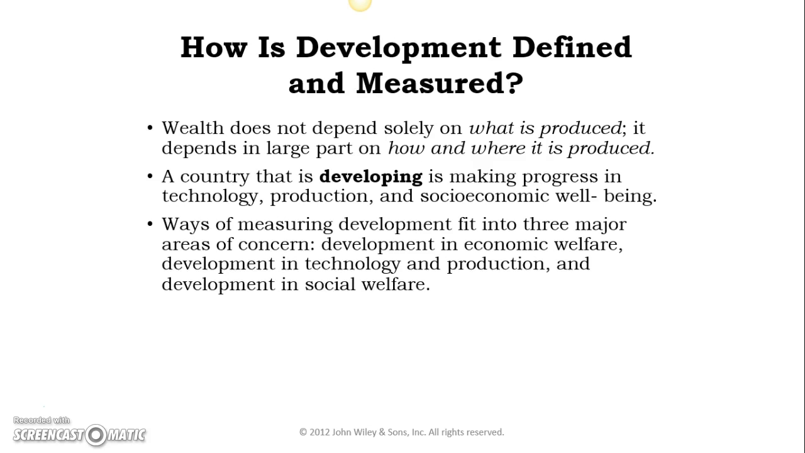So the first thing we need to talk about when we talk about development is how it's defined. First of all, when we talk about development, a lot of people tend to equate that with wealth and how much wealth a country has. But wealth doesn't only depend on what a country produces, but also in large part on how it's produced and where it's produced. So you can have very different areas in a country, some areas that are very, very wealthy and some areas that are really incredibly poverty-stricken.